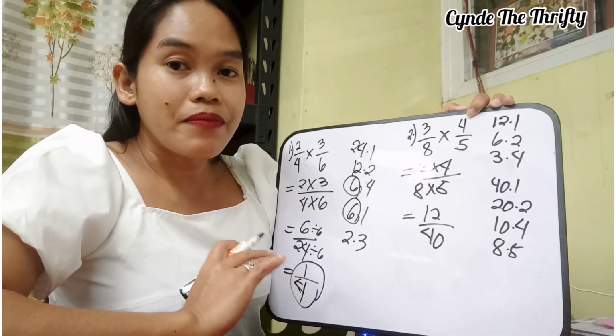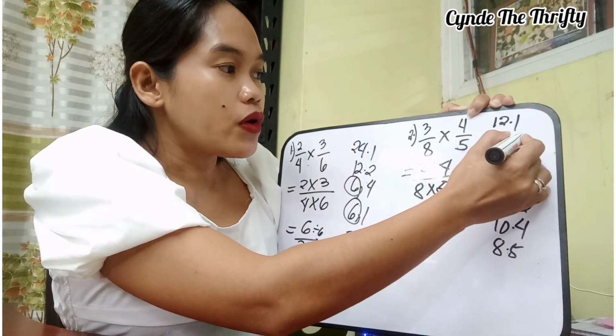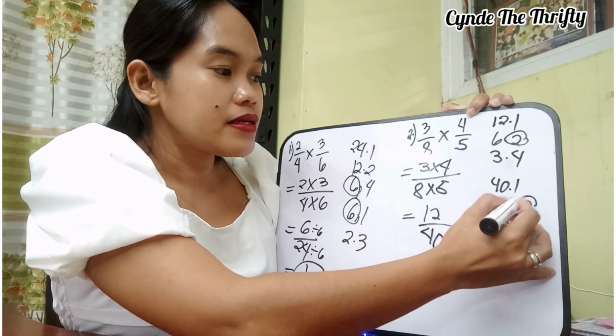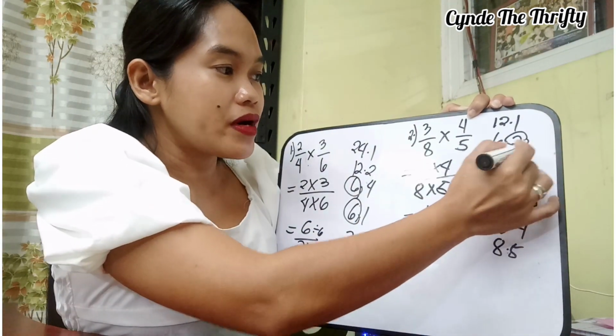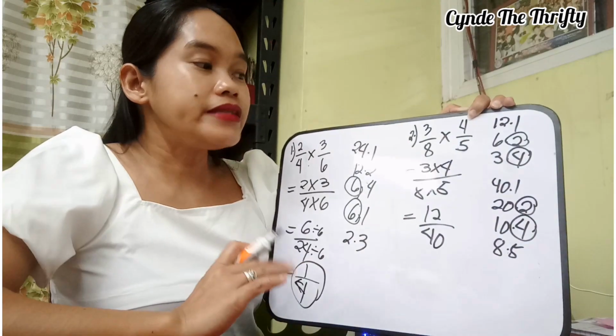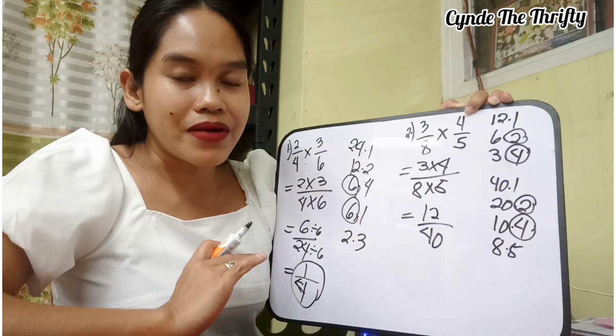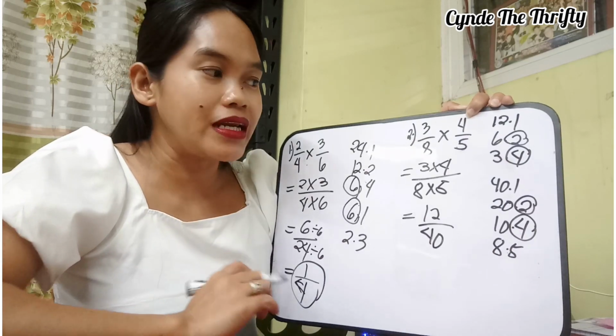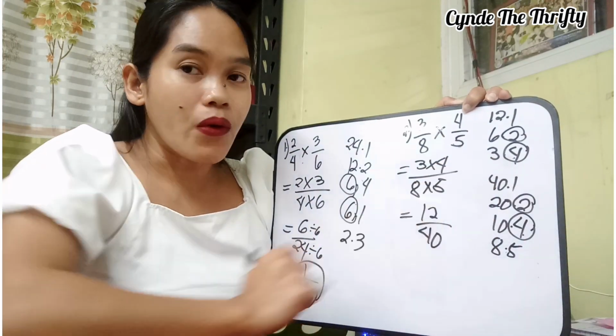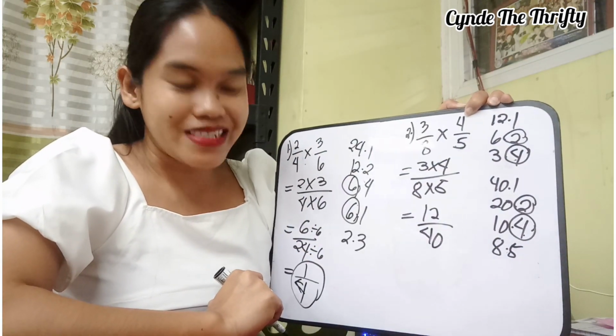So, saan sila nagkapareho na mga number? Of course, nagkapareho sila dito sa 2. Ano pa? Yes, 4. Nagkapareho sila sa 4. And since ang hinahanap natin is greatest common factor, meaning yung pinakamalaki na common factor nila is si 4. So, ang gagamitin natin si 4.